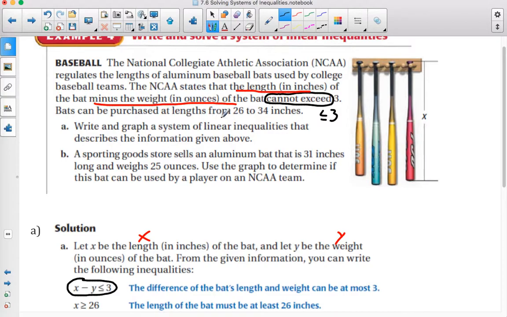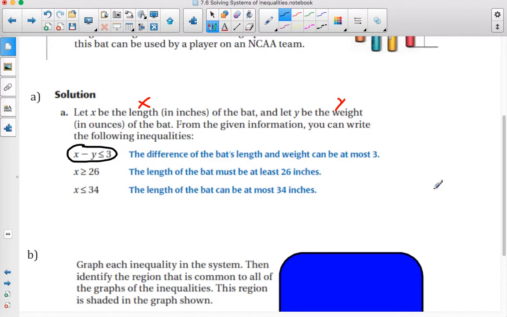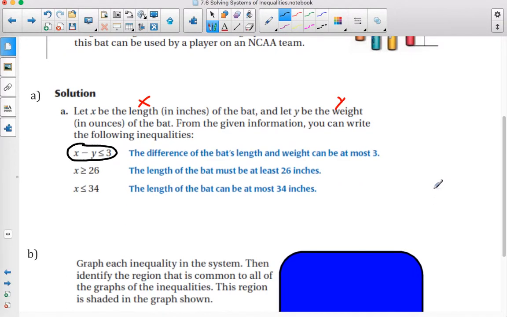Bats can be purchased at lengths from 26 to 34, so that means their lengths have to be greater than or equal to 26. X was length, so length has to be greater than or equal to 26 and less than or equal to 34. So we actually have 3 inequalities going on here. We're graphing 3 boundary lines and then seeing where all of them overlap.